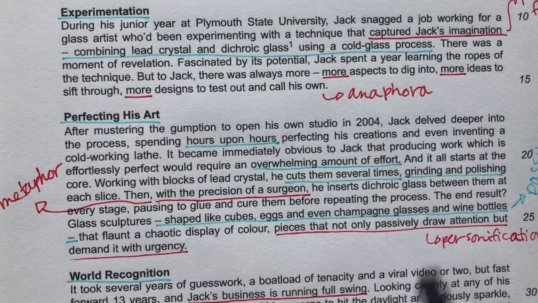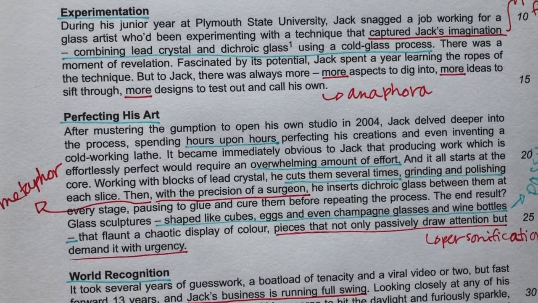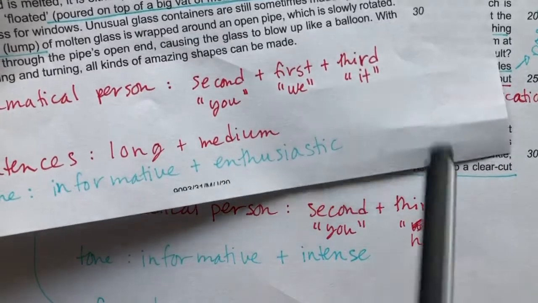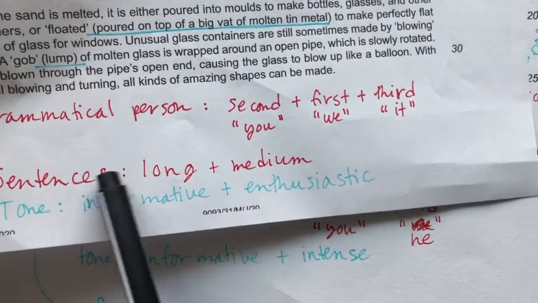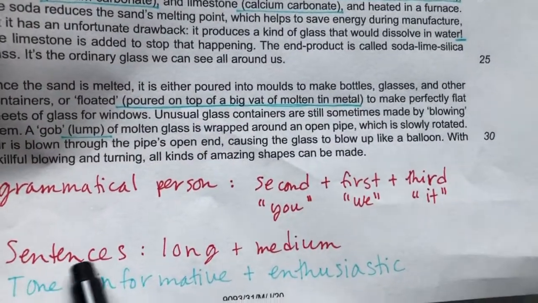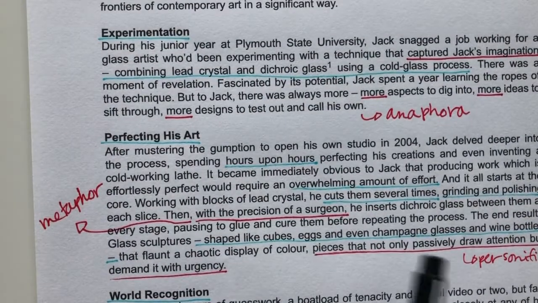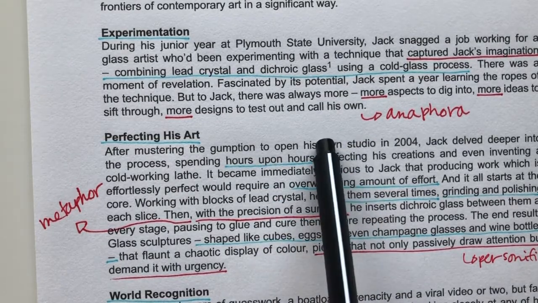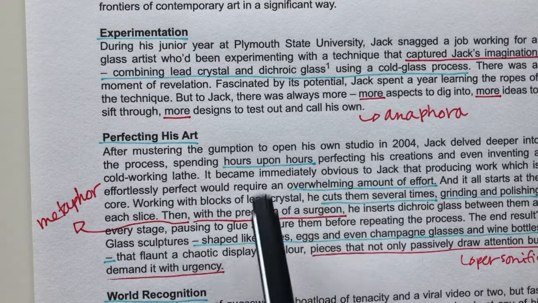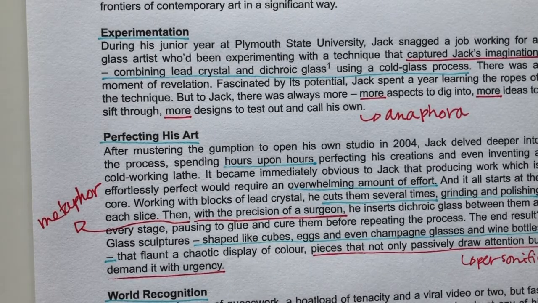Okay? And another thing that we could summarize, yes, just grammatical person, right? Again, text B only uses second and third. Text A, we have first, second, third. Sentences, you could also mention that. Text A, we have long plus medium. Text B, we have long, medium as well. But in text B, you can also note that there are more short sentences than there are short ones in text A.